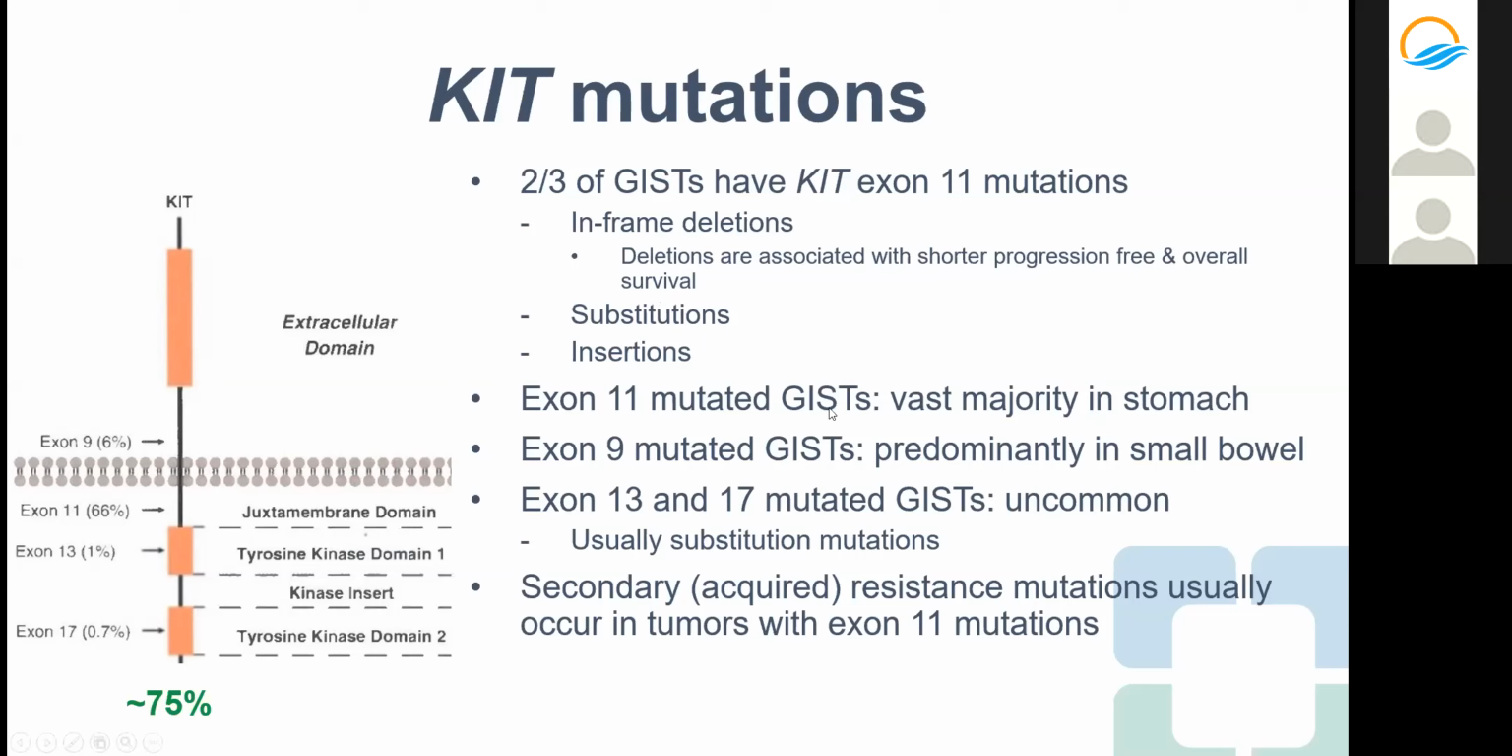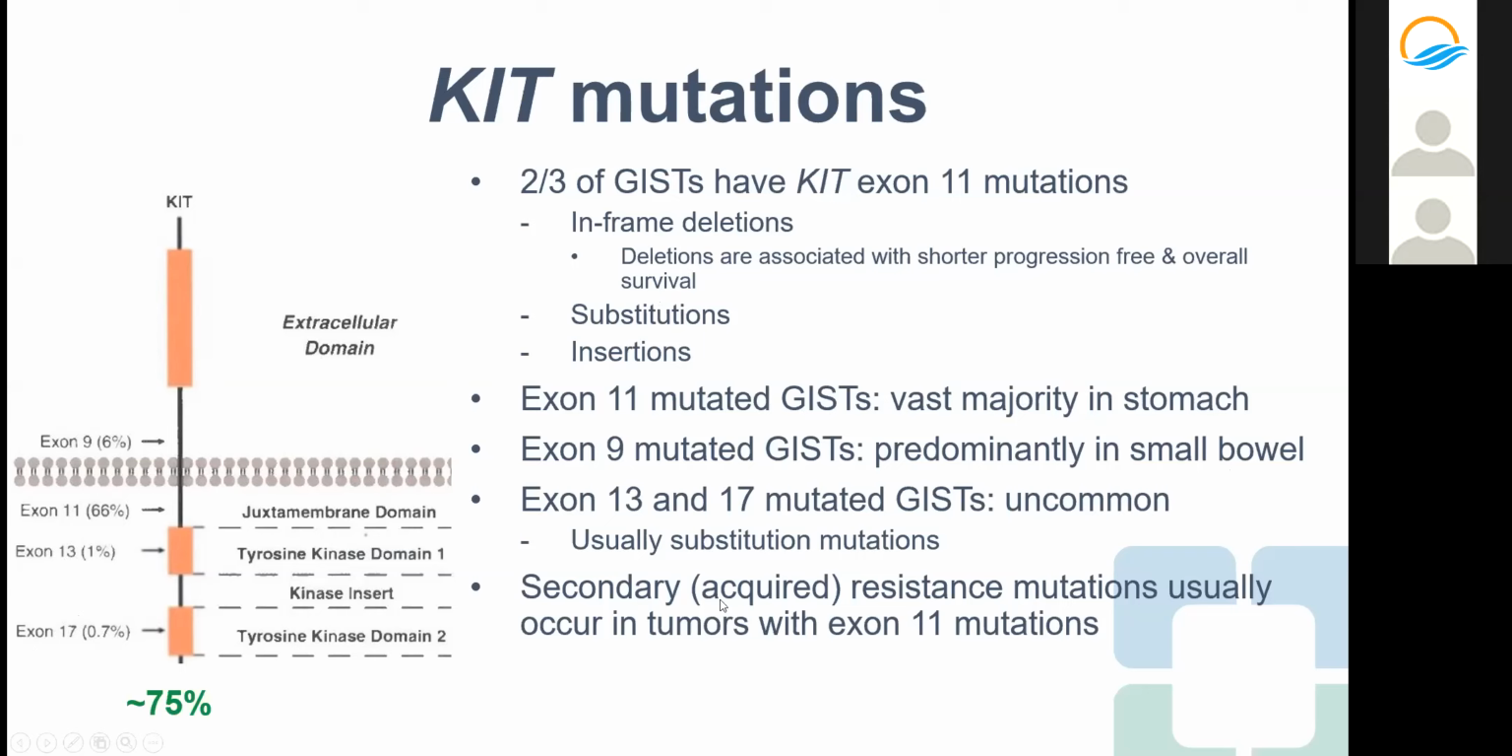Generally, exon 11 mutated GISTs occur in the stomach in the vast majority of cases. Whereas in exon 9 mutated GISTs, these predominantly are going to be occurring in the small bowel. You can see on the far left here that exon 13 and exon 17 mutated GISTs are relatively uncommon phenomena and typically come about through substitution mutations. These don't have anatomic predilections.